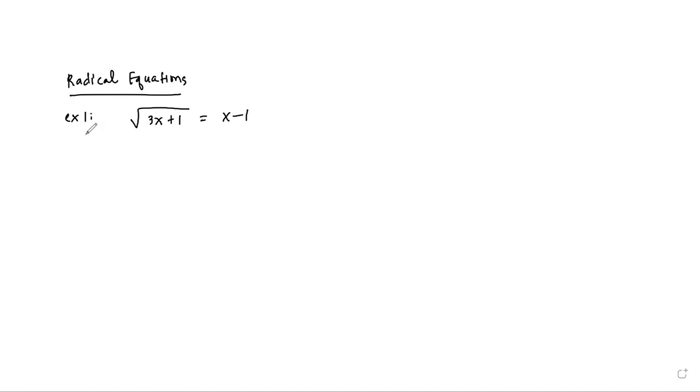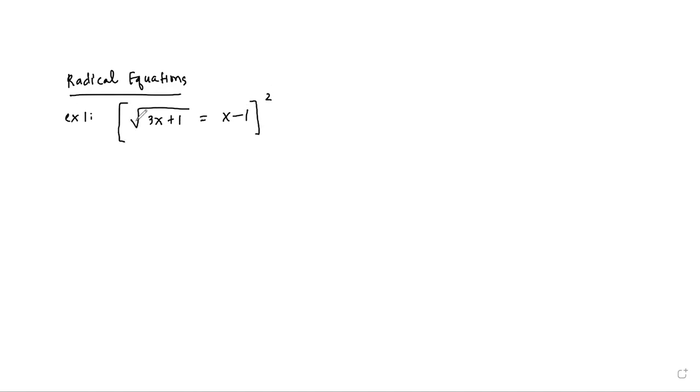So first, in our example here, this equation contains a single radical. Whenever the equation has a single radical, we have to separate it. We put it on one side of the equation, and the rest of the terms should be on the other side of the equation. And then we're going to square both sides.